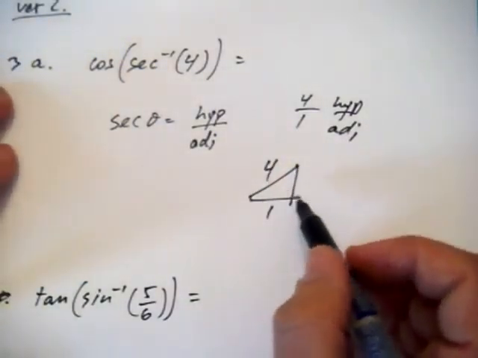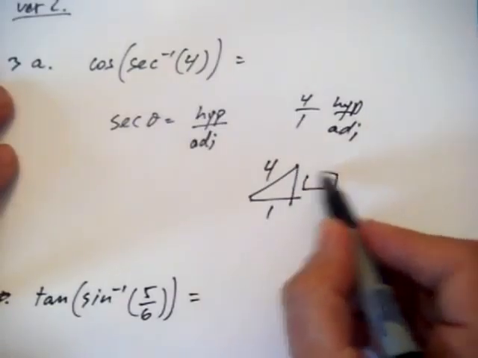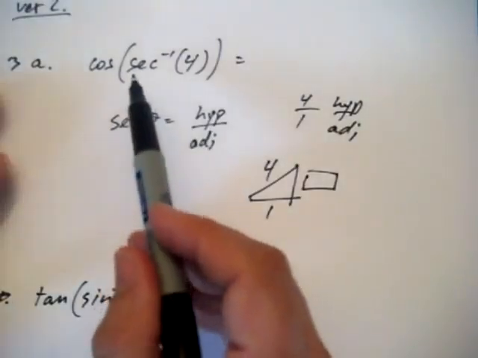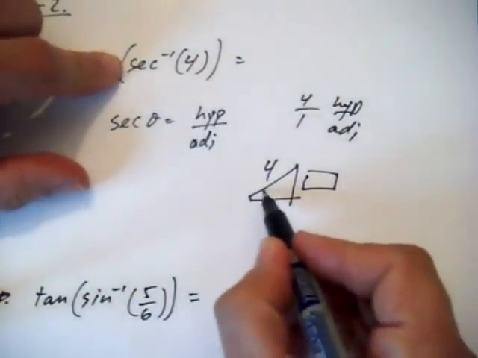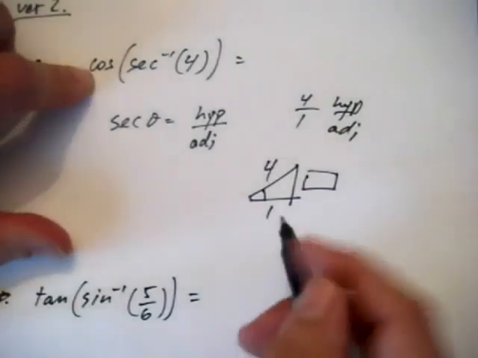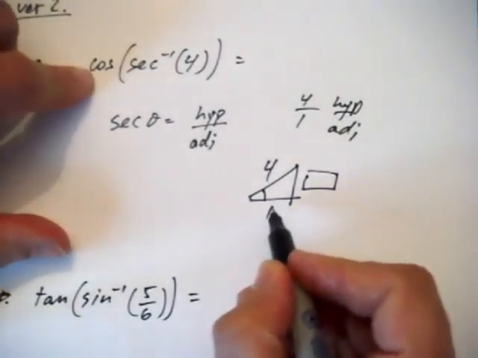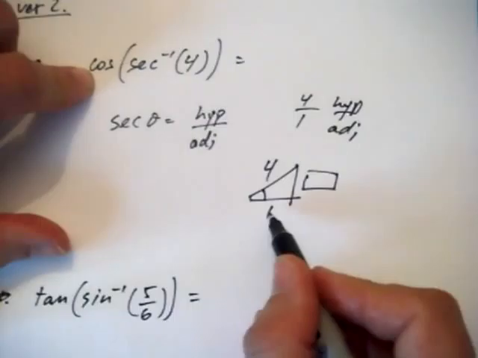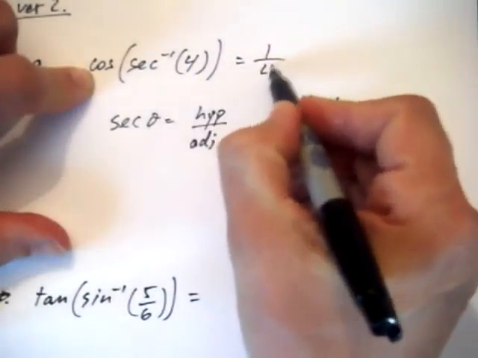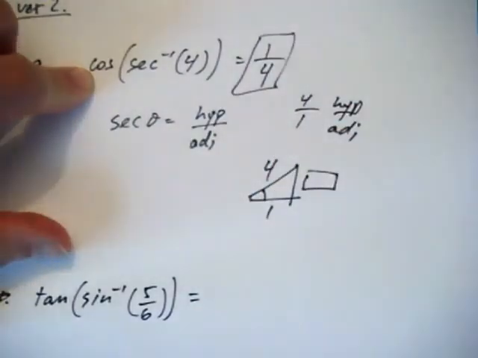Actually, in this case, we don't even need to find out what this value is, because once we build the triangle, we're looking to read the cosine off of that, and the cosine is defined to be adjacent over hypotenuse. So in this case, it's really quite simple. It's really 1 over 4 is my answer.